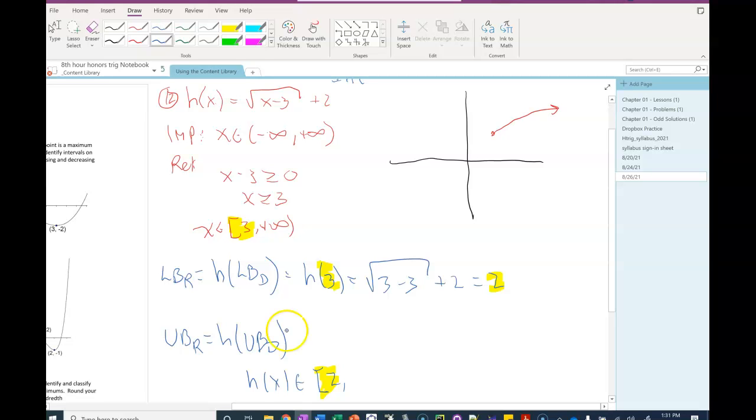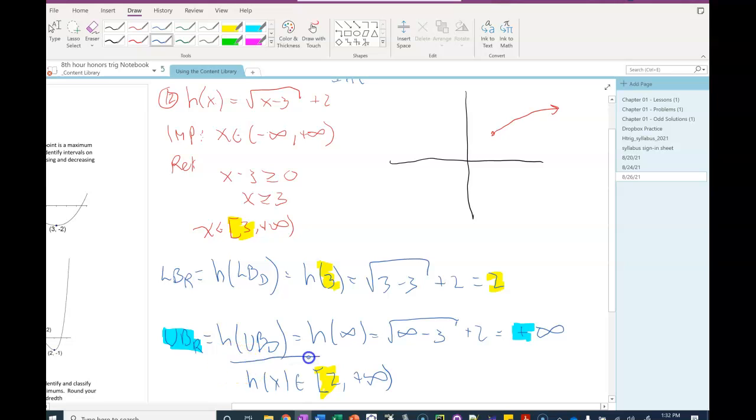Okay. So h of the upper bound is h of positive infinity. So that's square root of infinity minus 3, plus 2. Infinity minus 3, still infinity. Square root of infinity, still infinity. Plus 2, still infinity. So I know I'm going to get an infinity here. And because this is an upper bound, I know the type of infinity that I have is positive. And all infinities always get a parenthesis, so I'd be done.